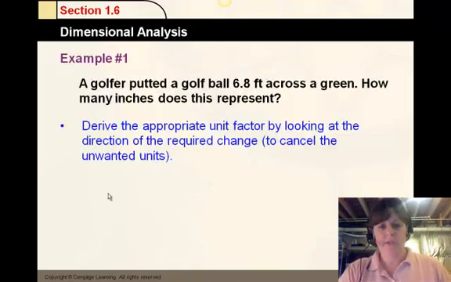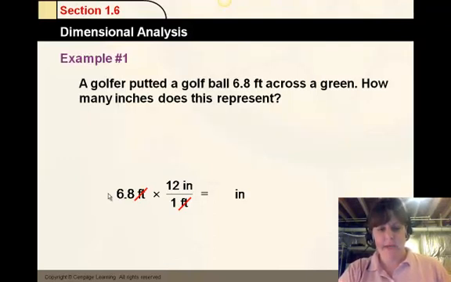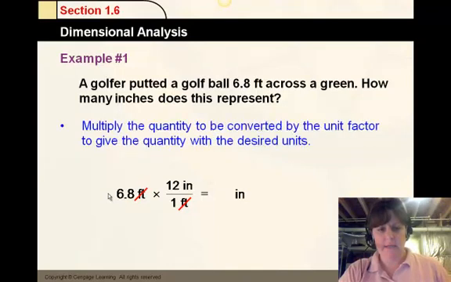Derive the unit. Okay, so we're starting with 6.8 feet, and we want to get to inches. And you notice we have to have something that is an equality. I usually put them in a parenthesis, but notice how these units cancel. And when you do, you just multiply across and do the math, and you get 82 inches. Notice that we round to two significant figures because 6.8 has two significant figures. We do not use the conversion factor in our rounding.